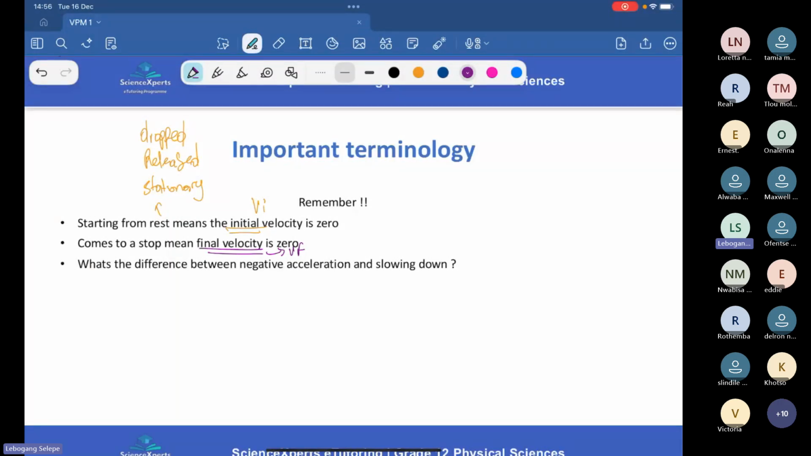Right. Okay, then now I have a question for you guys. What is the difference between negative acceleration and slowing down? Are these things the same? When you calculate an object's acceleration and you find it to be negative, does it mean that the object is slowing down? I think yes, sir. It goes the other direction. Hmm? I heard someone talking about direction. What about the direction?